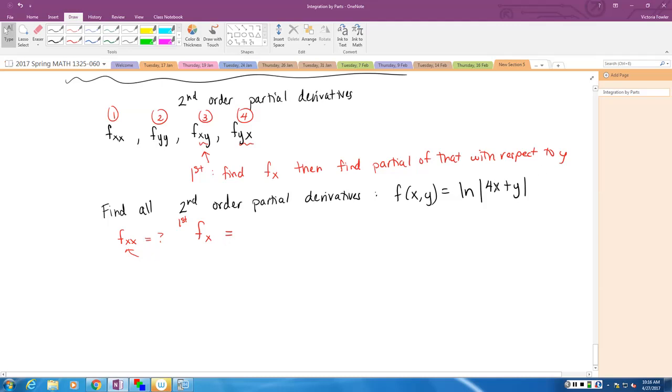Okay, so if I look at my function and I want to take the partial derivative of this function with respect to x, what do you do? It's been a while since we did logs. 1 over the argument times the derivative of the argument, but now I'm using what is the variable? X. So the derivative of that is 4. Okay.